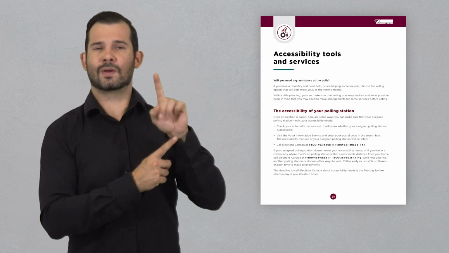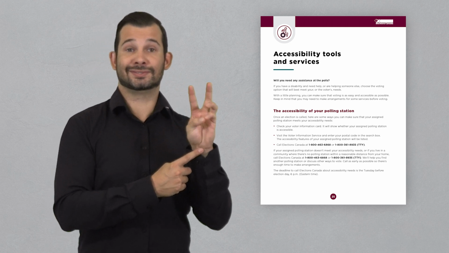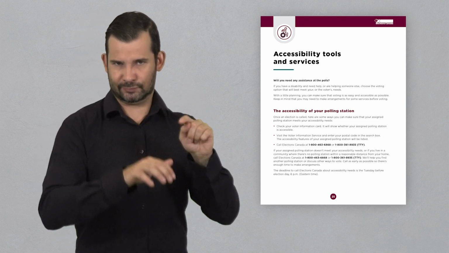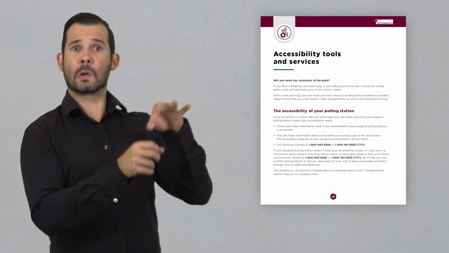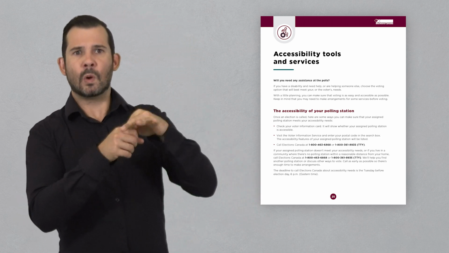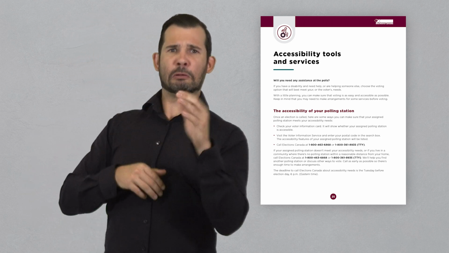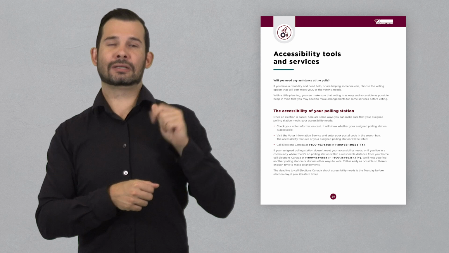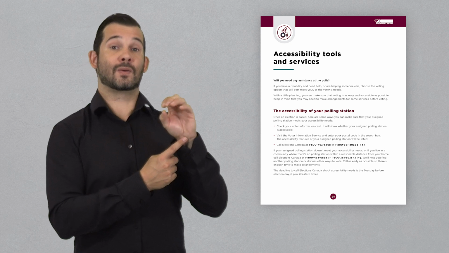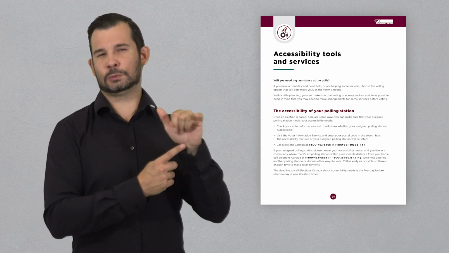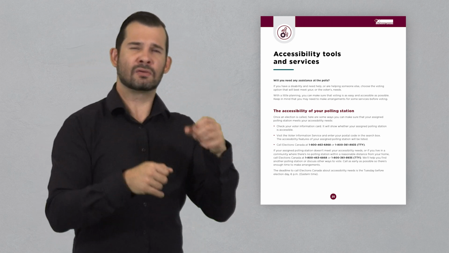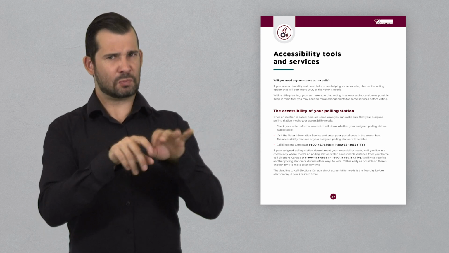Call Elections Canada at 1-800-463-6868 or 1-800-361-8935 TTY. If your assigned polling station does not meet your accessibility needs, or if you live in a community where there's no polling station within a reasonable distance from your home, call Elections Canada at 1-800-463-6868 or 1-800-361-8935 TTY. We'll help you find another polling station or discuss other ways to vote.